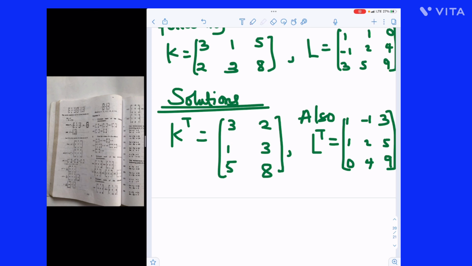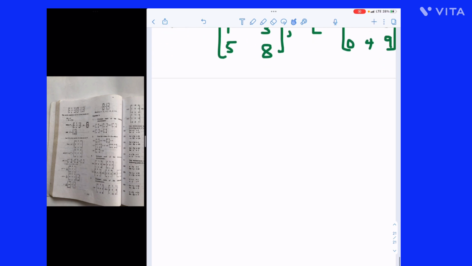Just change each row to a column. So change the second row also to the second column here. And change the third row. Third row is 359, but I'll go ahead and change it to my third column in the transpose of L. So that's everything about transpose of matrices. Let's now go to the next part of matrices.